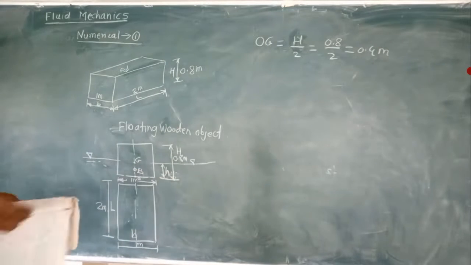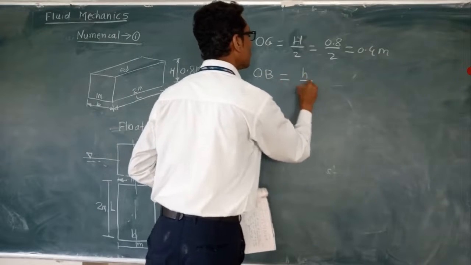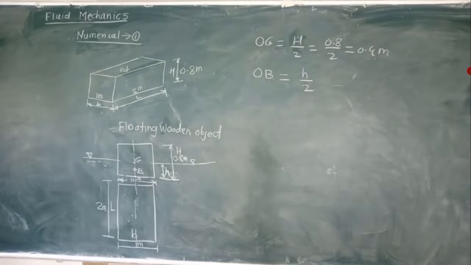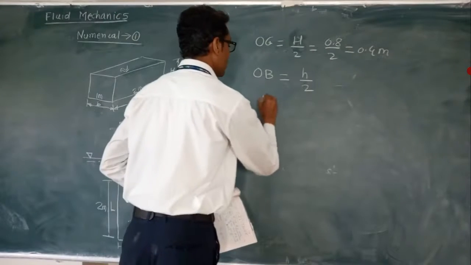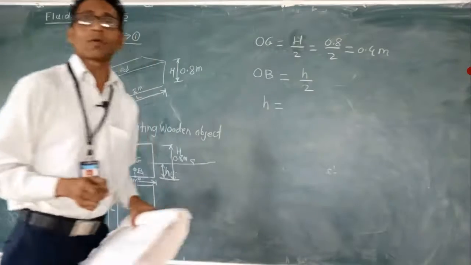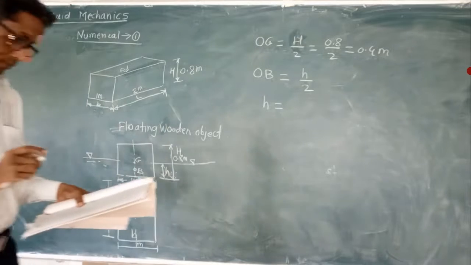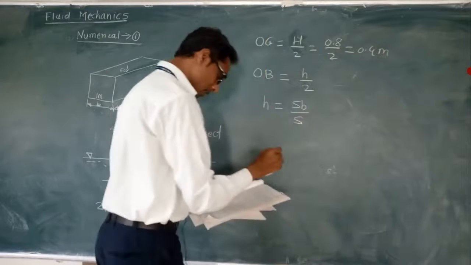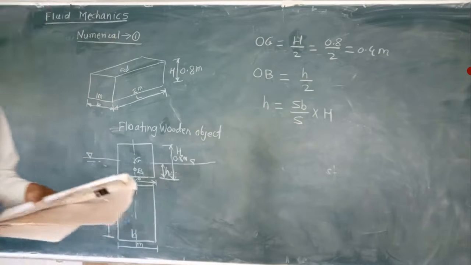Okay, distance OB will be what? h by 2, but we don't know h currently. Okay, but we know the formula for the h. What is the formula? Depth of immersion. We have seen in some last lecture. Okay, that is specific gravity of body divided by specific gravity of liquid into height, capital H.